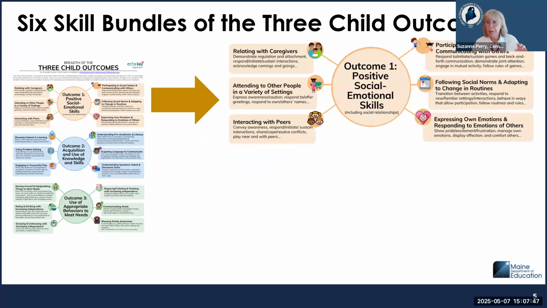As mentioned, it's important that we are all observing for and reporting on the same things. You have all seen the 3 child outcomes poster. Looking closely, we can see that each outcome area has 6 skill bundles. So you can see right here the 6 skill bundles that are associated with positive social emotional skills.